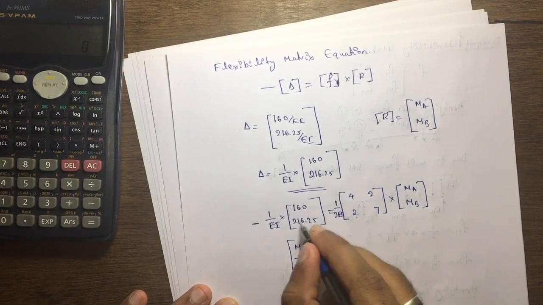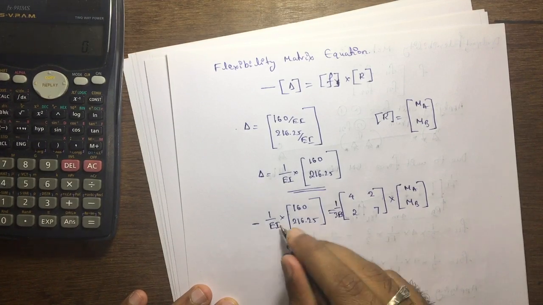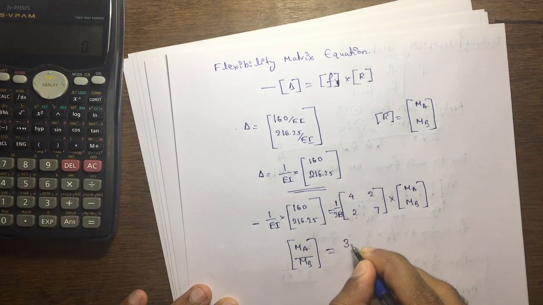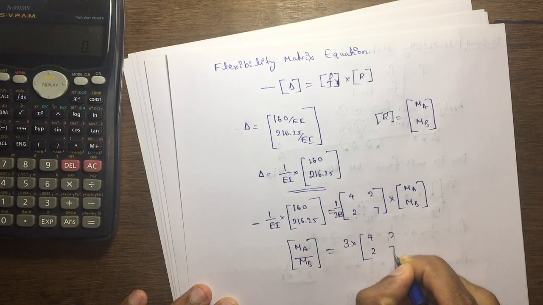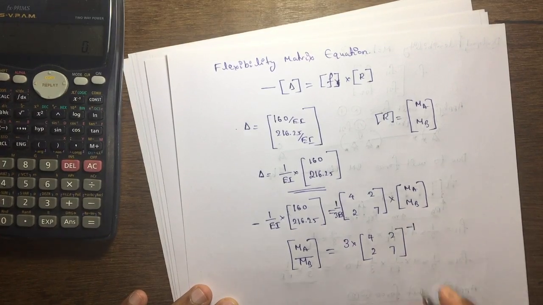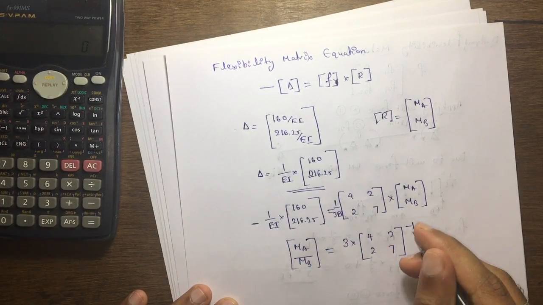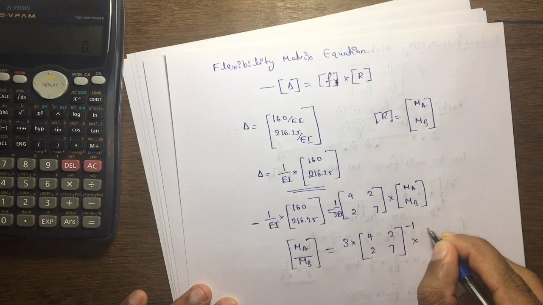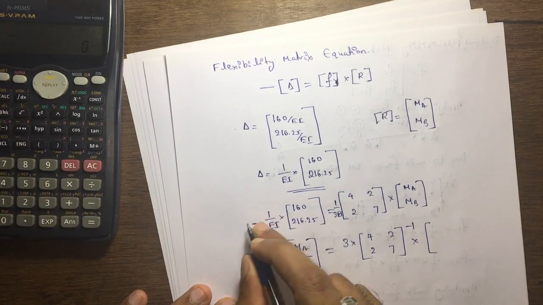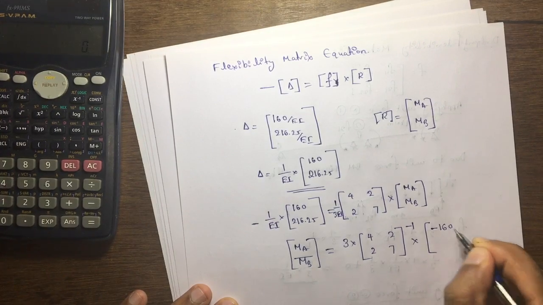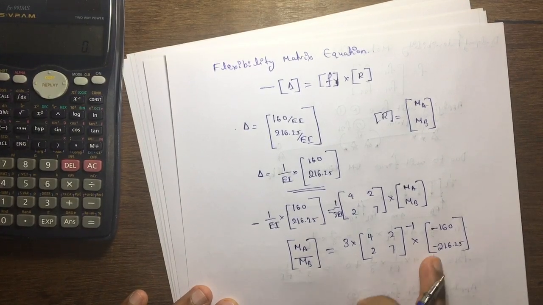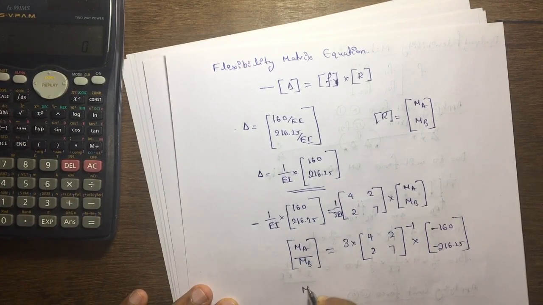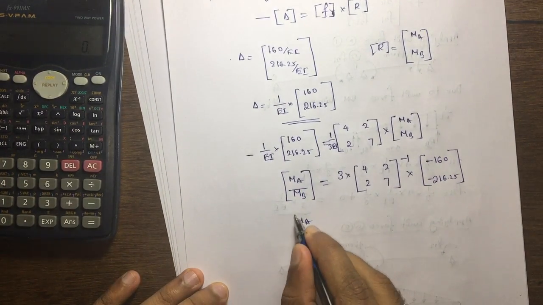if I bring that to the other side, 3 will come to the numerator, EI gets cancelled, 3 into the matrix 4 2 2 7, this will become inverse because we are bringing it across, into, if I multiply this term into minus 160, minus 216.25. If I simplify this one, we will get the values of MA and MB directly.